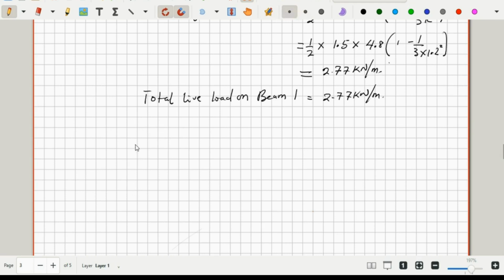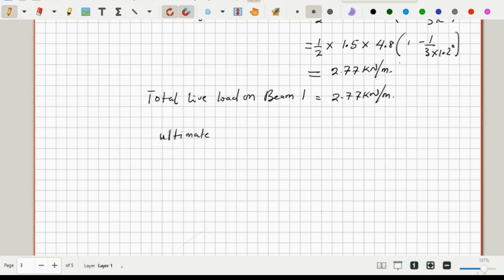So our ultimate load will be 1.4, that's the partial factor of safety for dead load, multiplied by the dead load, plus 1.6, which is the partial factor of safety for life load, multiplied by the life load. These values, the 1.4 and 1.6, vary, and I'm using the British code. So with that, we'll use the 1.4 and 1.6. But if you are using the Euro code, mostly it's 1.35 for the dead load and 1.5. So it depends on the code that you are using, right?